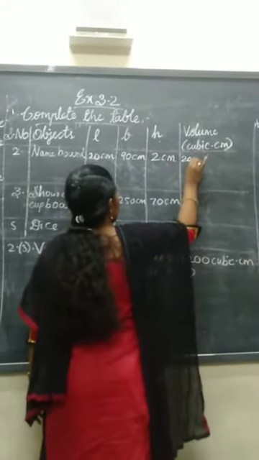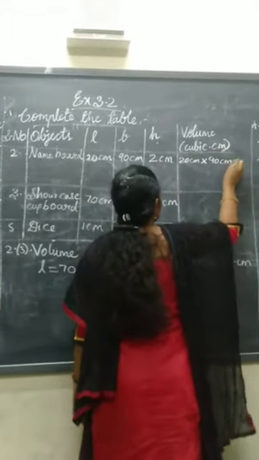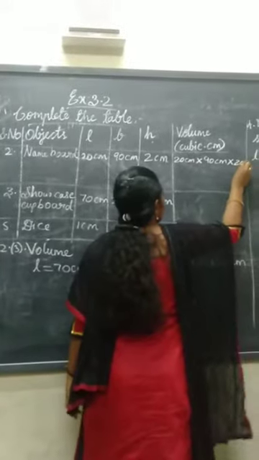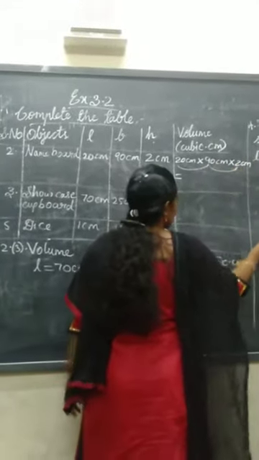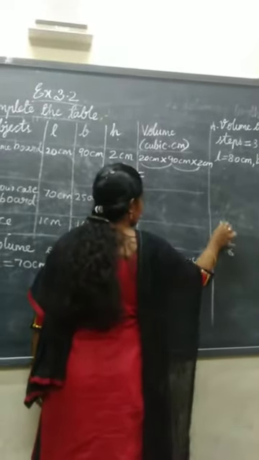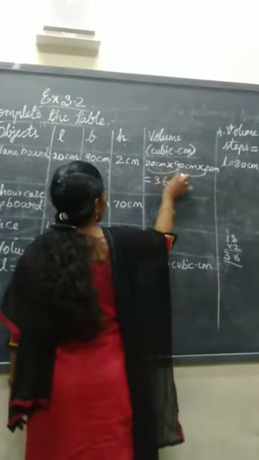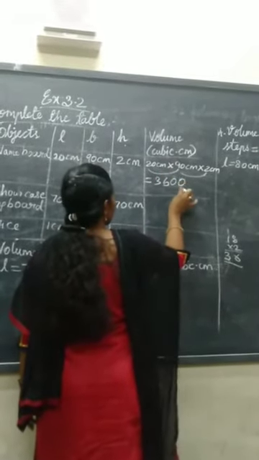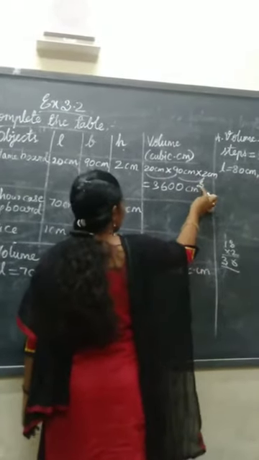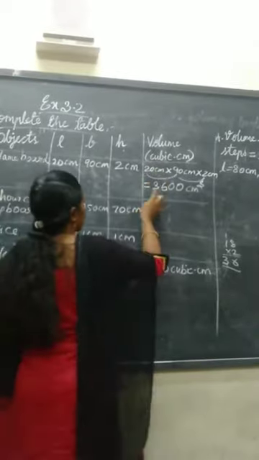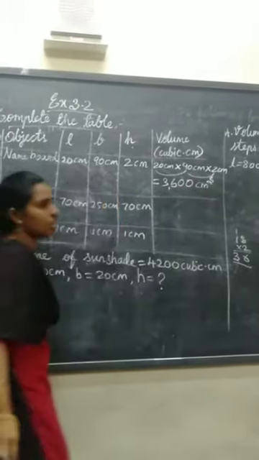So 20 centimeter into 90 centimeter into 2 centimeter, which is equal to 2 9s are 18. 18 into 2: 2 8s are 16. 2 1s are 2. 2 plus 1 is 3. So 36. And add the number of zeros. You have 2 zeros, so put 2 zeros. And you have 3 centimeters, so centimeter cube. This is called cubic centimeter, is written here. Okay. So volume of the name board is equal to 3600 centimeter cube.